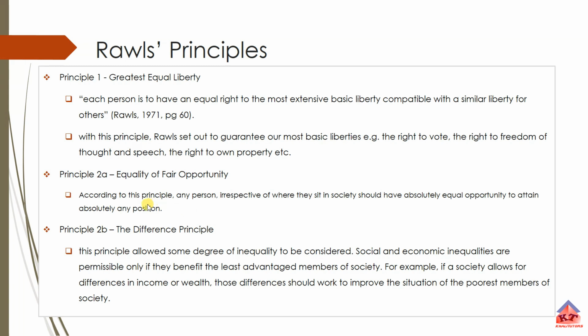Okay. With the last principle, this principle allows some degree of inequality to be considered. Social and economic inequalities are permissible only if they benefit the least advantaged members of society. For example, if a society allows for differences in income or wealth, those differences should work to improve the situation of the poorest members of society.